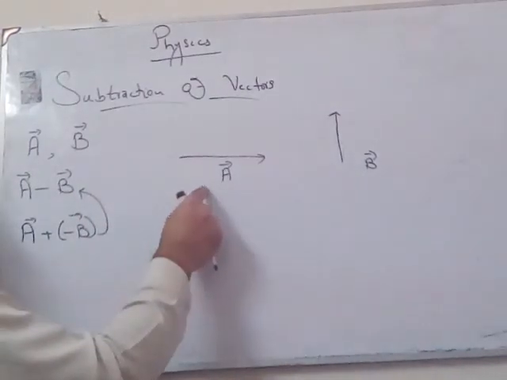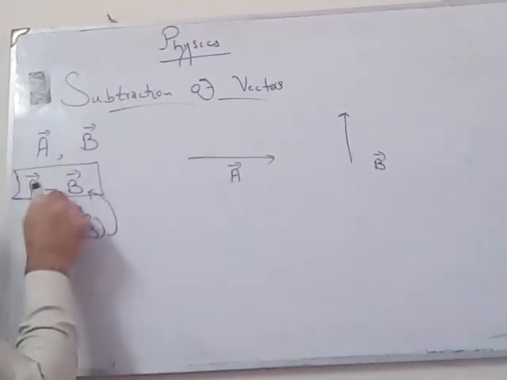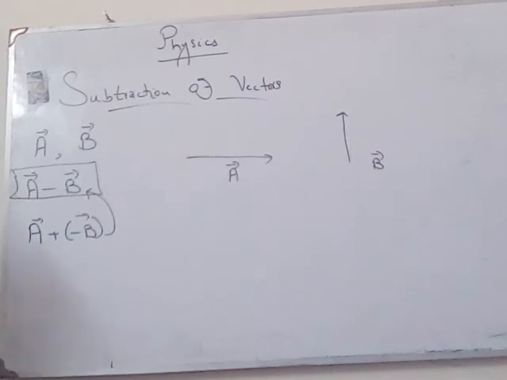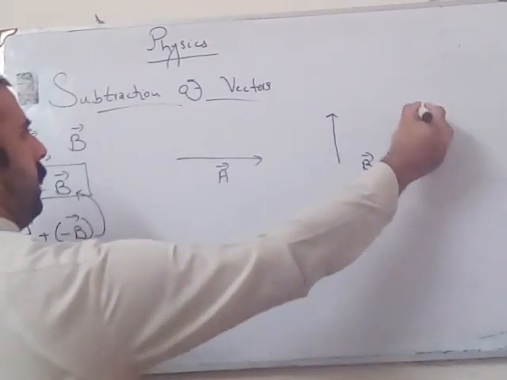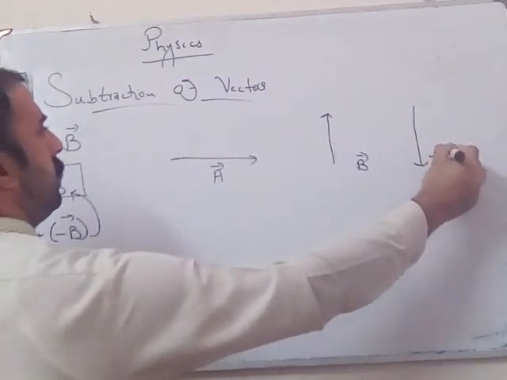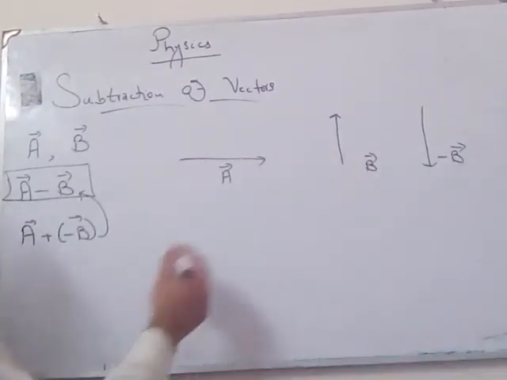So if we have to find A minus B, first we need the minus B. Because we have B, we will draw the minus B, and the minus B vector will be exactly the opposite of vector B, that is like this. The minus sign in mathematics shows the opposite direction. So this is the minus B of the vector B.